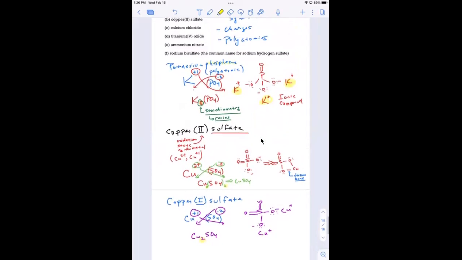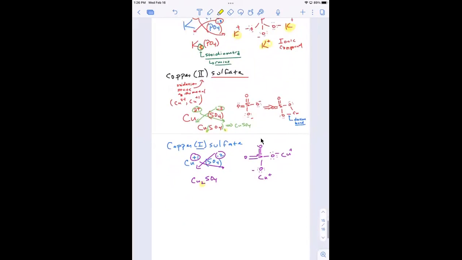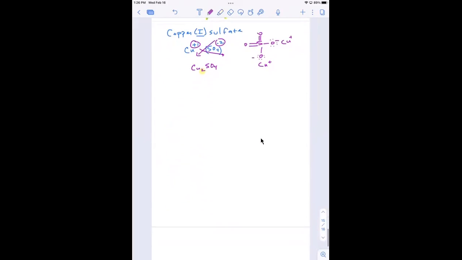All right, let's go and do the next one. Calcium chloride. Can somebody tell me what group calcium is in? Look at the periodic table, start at the left, work your way over. You're going to run right into it.